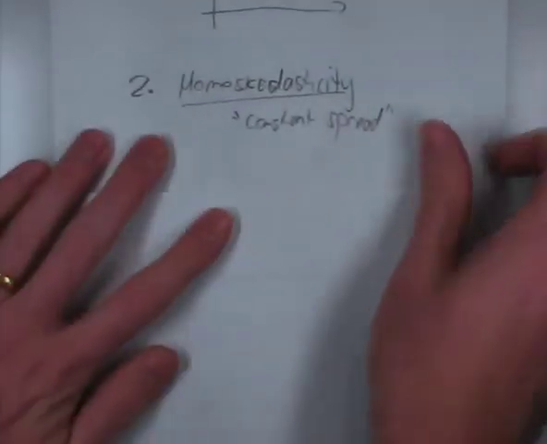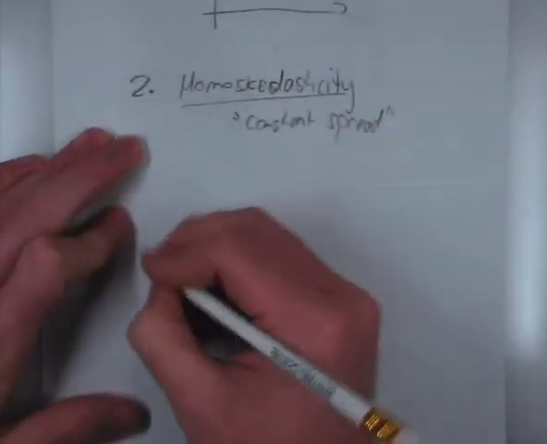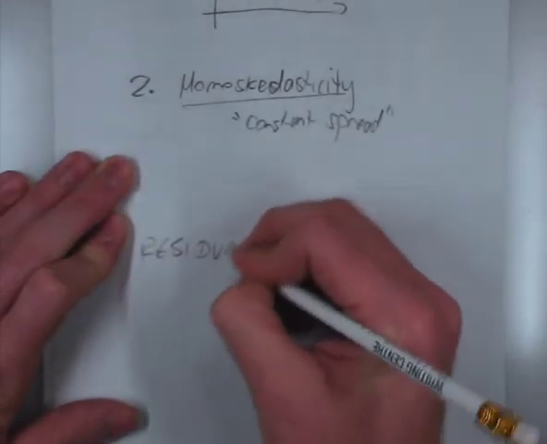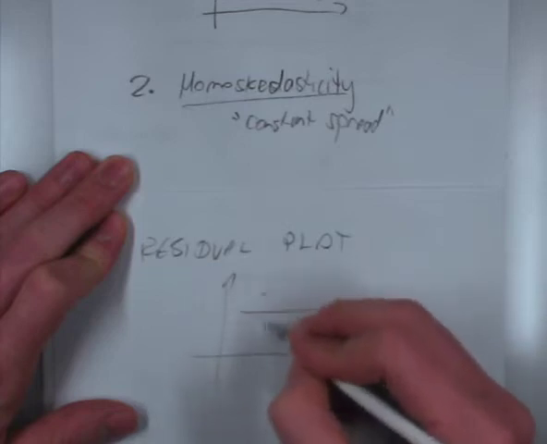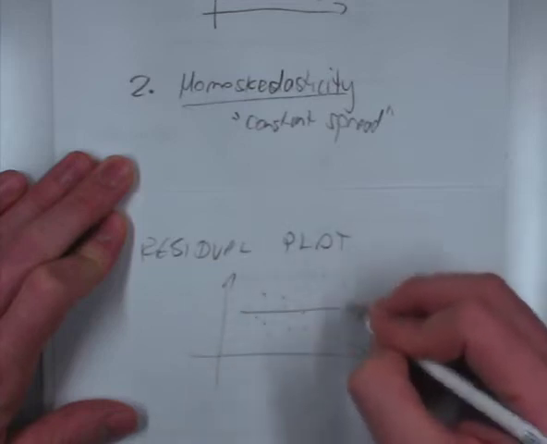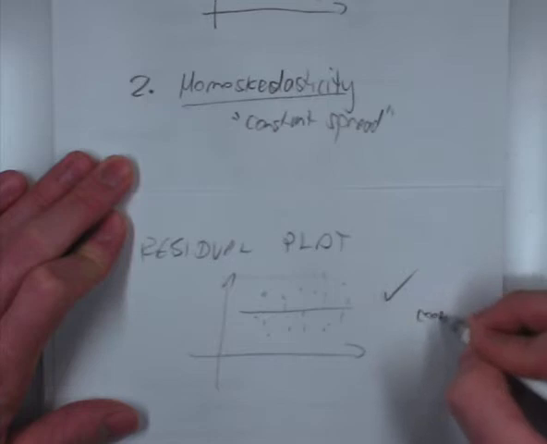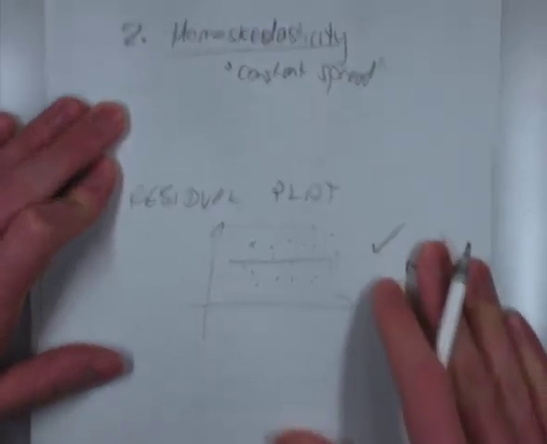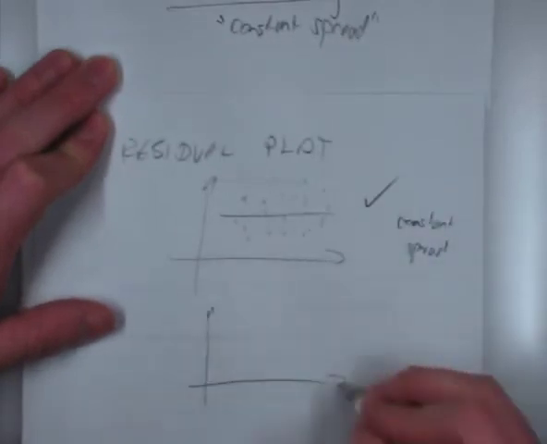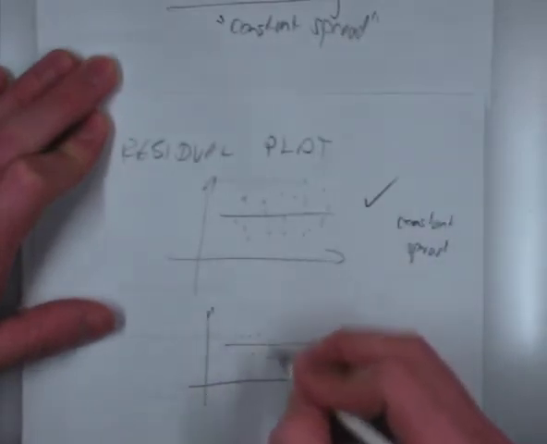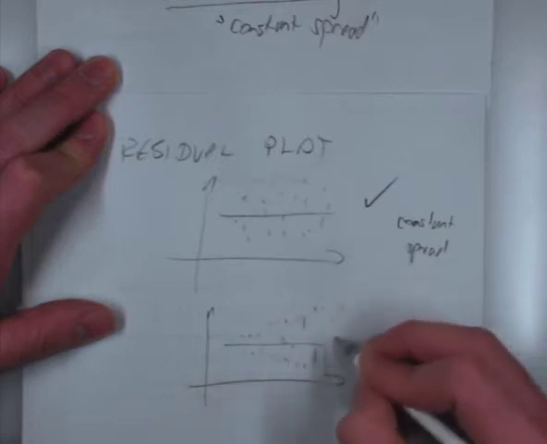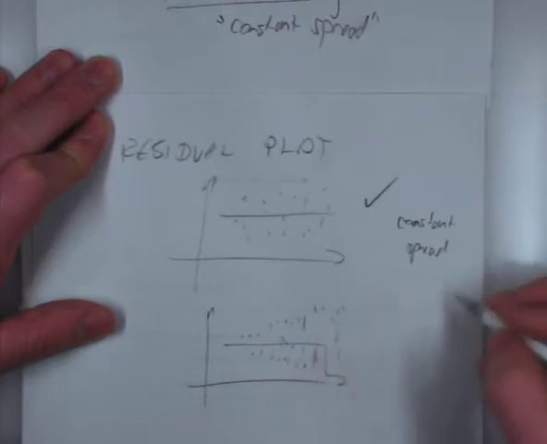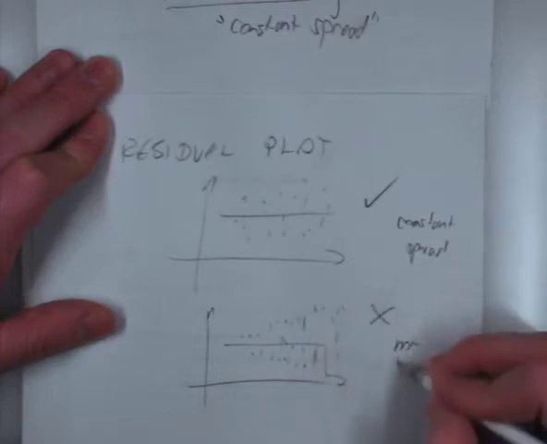So you want something like this. This would be okay, because it's constant spread. But something like this, that gets wider as you go along, that's bad, because that's not constant spread.